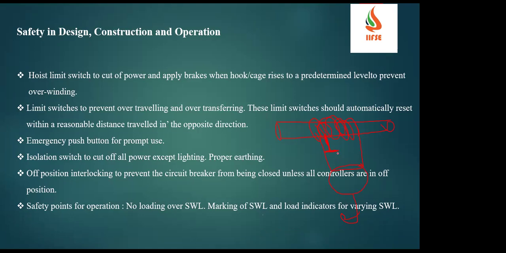Whenever it comes to a specific limit, automatically the supply stops. Even though you have pressed the button many times, it won't move forward. A limit switch is to prevent over traveling. For example, if it is not there, what will happen? It keeps on pulling, then there will be a chance of over turning or over winding of this hoist.